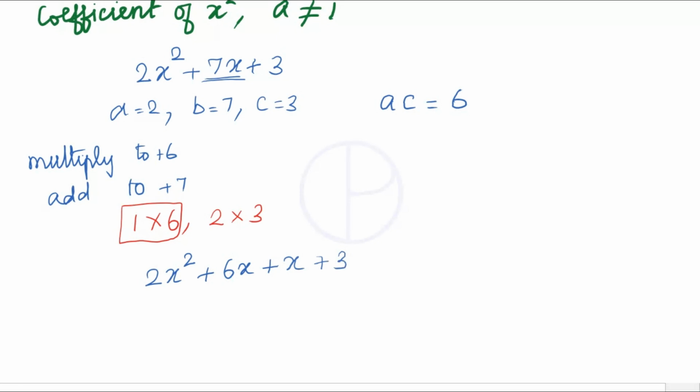Now group the first two terms 2x square plus 6x. The HCF is 2. So we can take out 2 commonly, and x square, x is also there, so take x also commonly. Okay. So this is x plus 3 plus, now group the last two terms. Here we have x and plus 3. So let's write this as x plus 3.